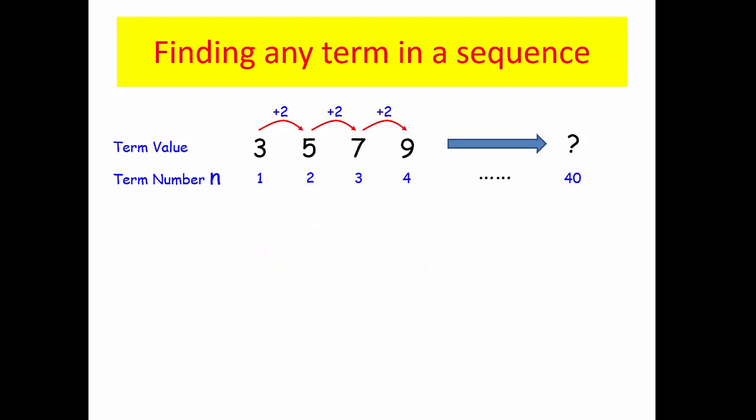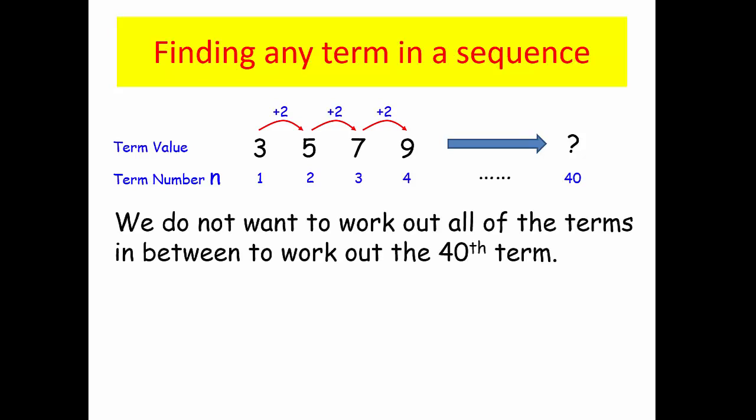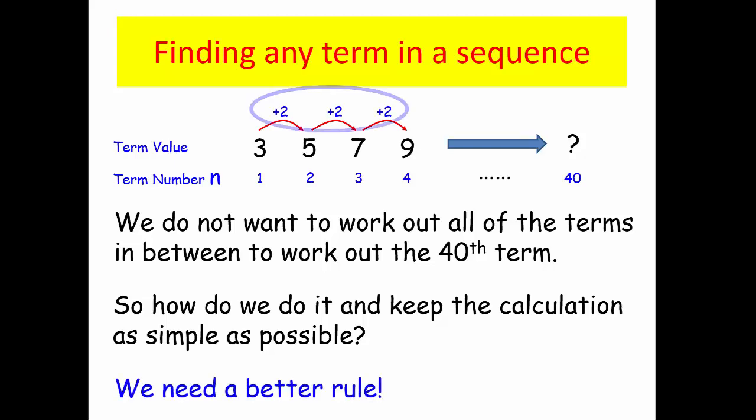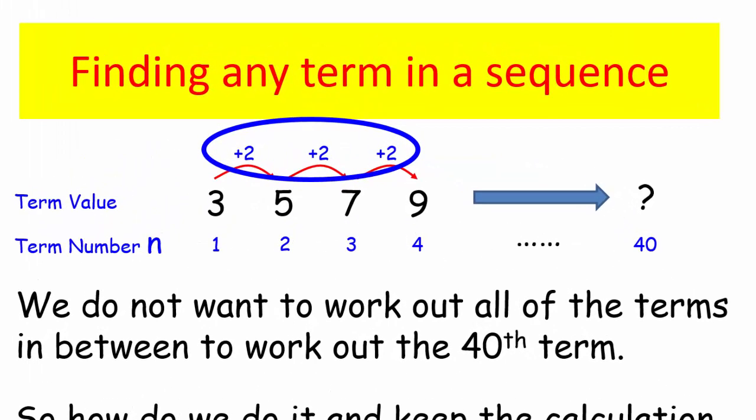But actually I want to be a bit cleverer than that. I don't want to work out all the terms in between to work out the 40th term. So how do we do it and keep the calculation as simple as possible? Well, the answer is we need a better rule. We know from our numbers at the top that we're adding 2 each time to the previous number, and that gives us a clue as to how we might approach this. It looks like we're using the 2 times table.